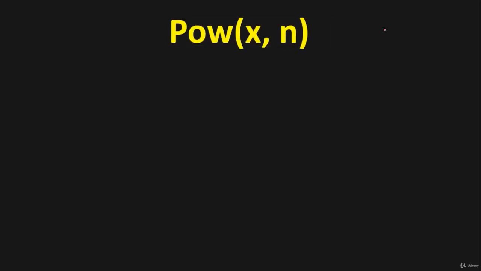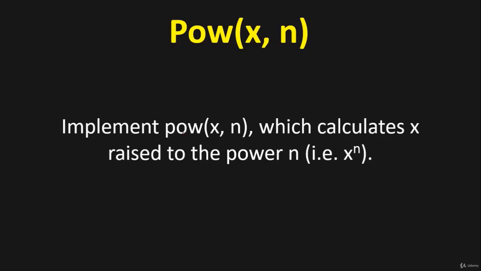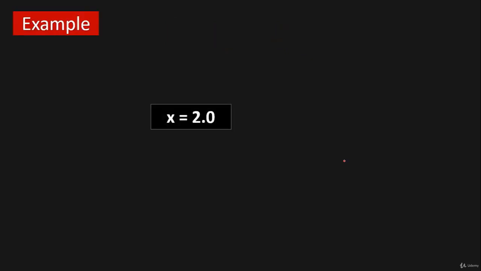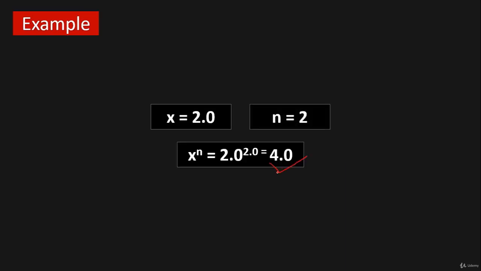Welcome to the coding interview problem, power of x, n. Implement the power x, n function which calculates x raised to the power n, X to the power n. For example, if you are given x equals 2.0 and n equals 2, then we have to return 4. Here we see 2.0 to the power 2 equals 4.